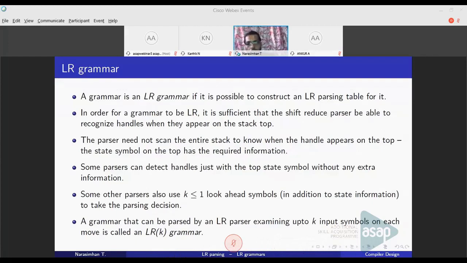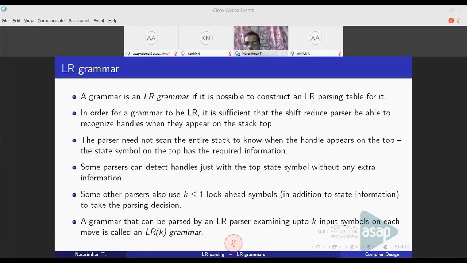So having seen this, now let us formally define what an LR grammar is. A grammar that can be parsed by an LR parser examining up to k input symbols on each move is called an LR(k) grammar. You have a grammar. If it is possible to parse that grammar by an LR parser, and in each step of the parsing process the parser is allowed to examine only up to k input symbols, then you call that grammar an LR(k) grammar. As usual, k denotes the number of lookahead symbols.